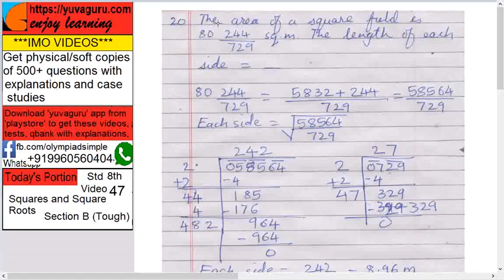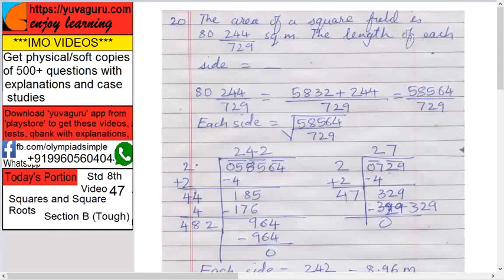Next, the area of a square field is 80 244 by 729 square meters. Then the length of each side is, here 80 244 by 729 is a mixed fraction. We have to convert this to an improper fraction. How? Simple. 729 into 80 plus 244. So 58564 upon 729. This is the area of the square field now.